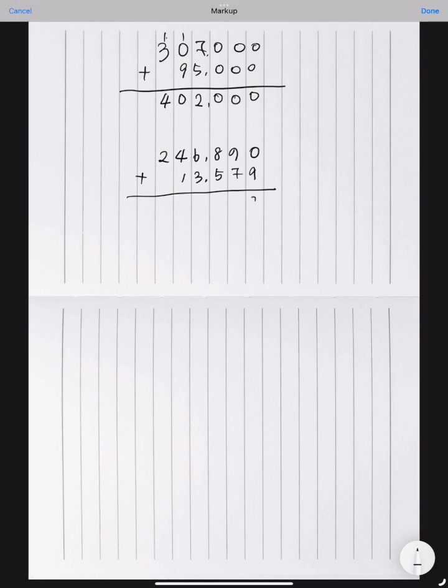So 0 plus 9 is 9, and 9 plus 7 is 16. So I'm going to put 6 down here, carry a 1 up. So now 9 becomes 9, right? 1 plus 8. 9 plus 5 is 14. I need to carry a 1 up. And 7 plus 3 is 10. So I need to carry 1 up here. And 1 plus 4, 5 plus 1, 6 and 2.